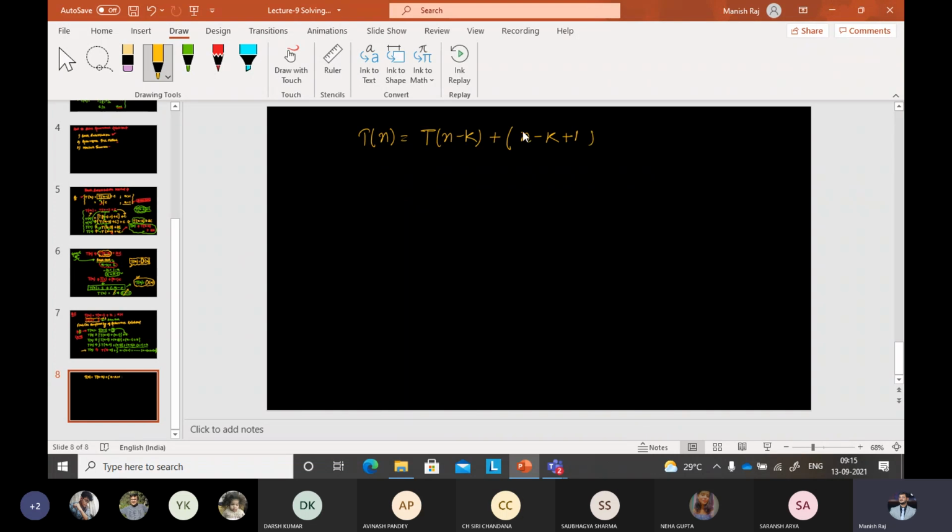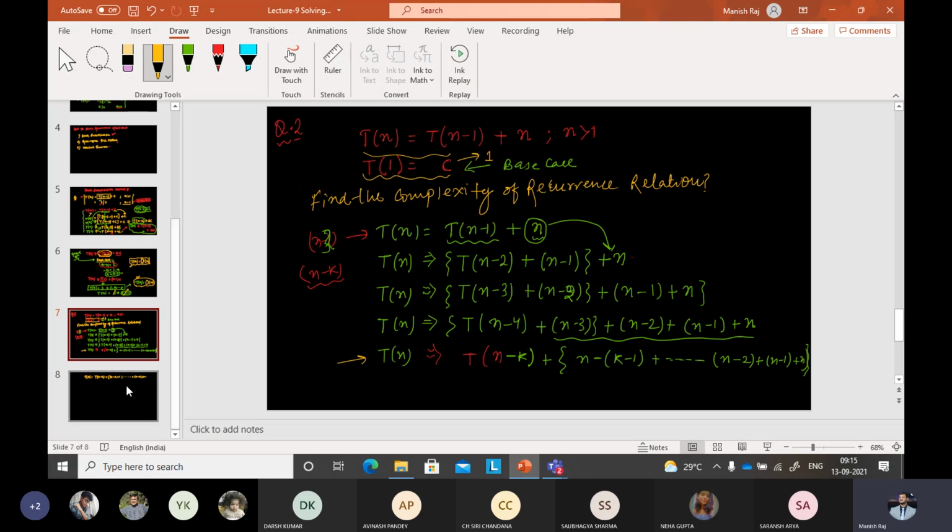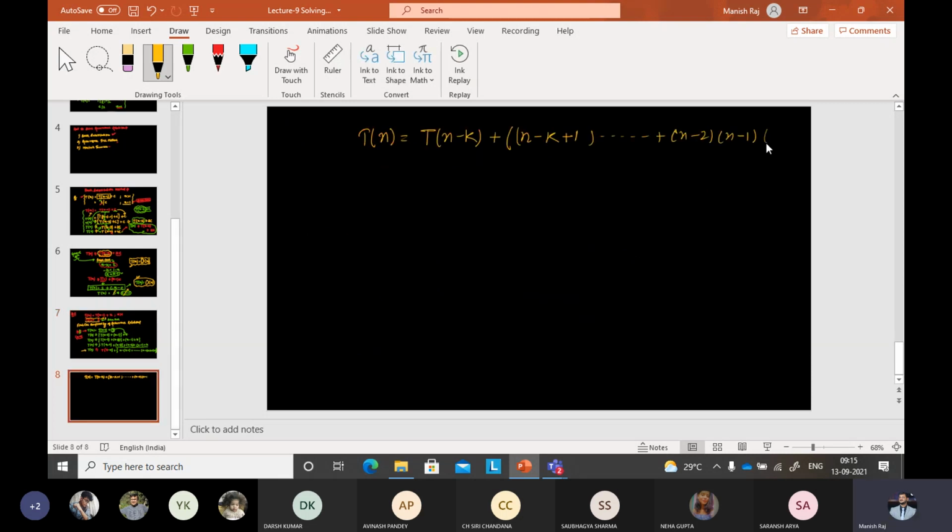Okay, and dot dot dot, it will go till n minus 2, n minus 1, and n. Everything is in between. Okay, this type of generalized term we will get, and we will use the base case, sir.